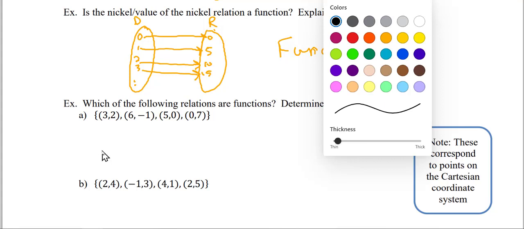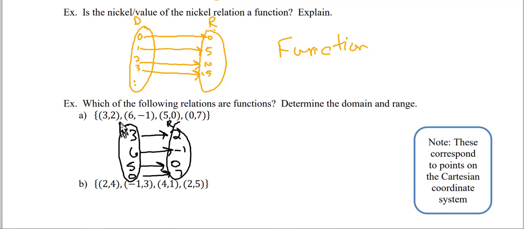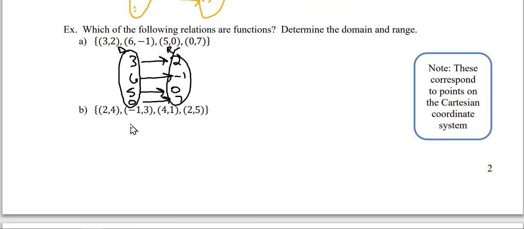We want to know for every input, do we have a unique output? So I input 3, I get out 2. I input 6, I get out -1. I input 5, I get out 0. I input 0, I get out 7. Range values, domain values. No problems there, right? Okay. What about this one?